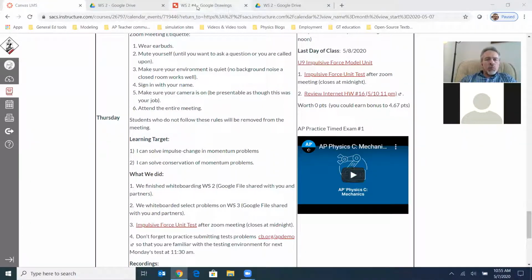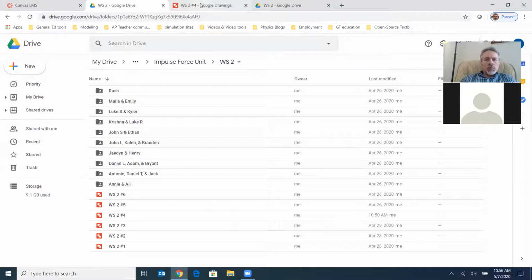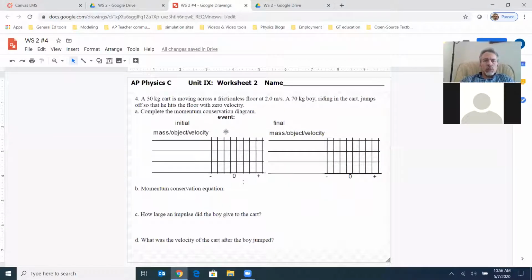So let me go ahead and show you worksheet 2, what you're going to be working on. We've already started some of these problems, and I think the problem we're getting ready to do is number 4. This is a file that was shared with you last week. We've done problems 1 through 3. I don't really care if you do part A using the momentum conservation diagram. That's fine. You don't have to do that if you don't want to, but I definitely want to see the conservation of momentum equation, figure out how big the impulse is on the car, and also figure out the velocity of the boy after he jumps off of it.